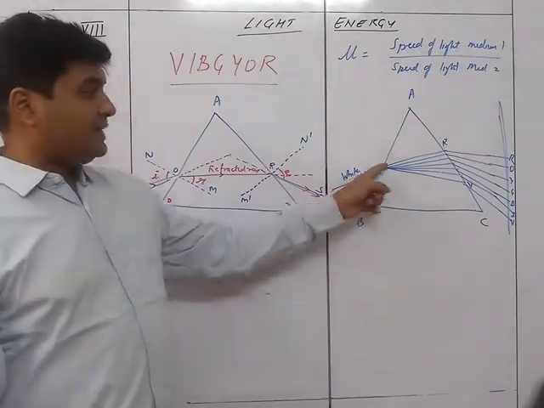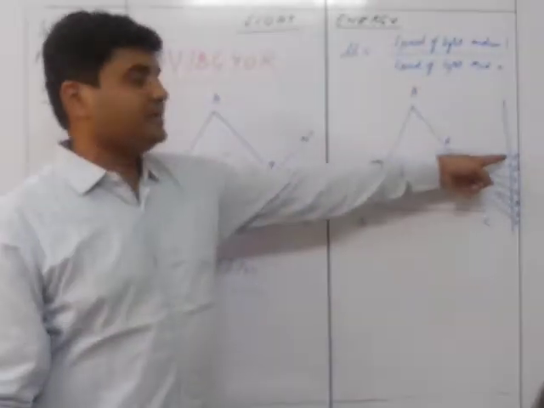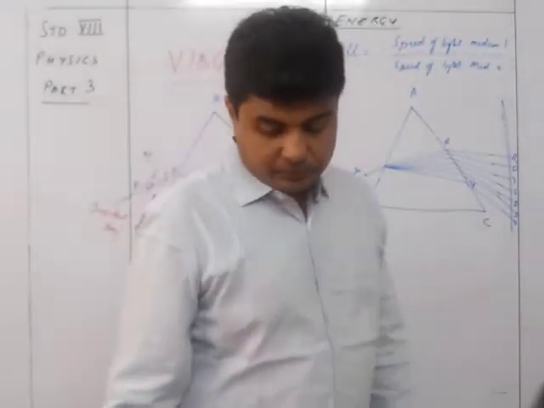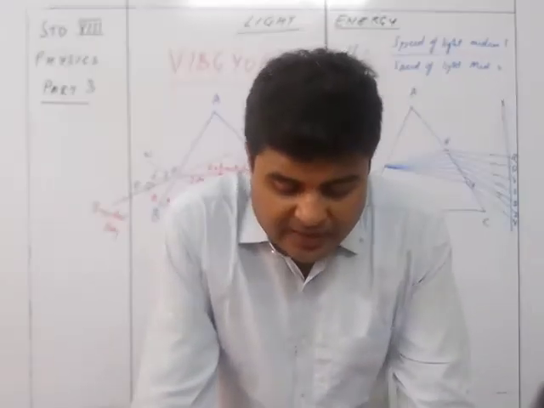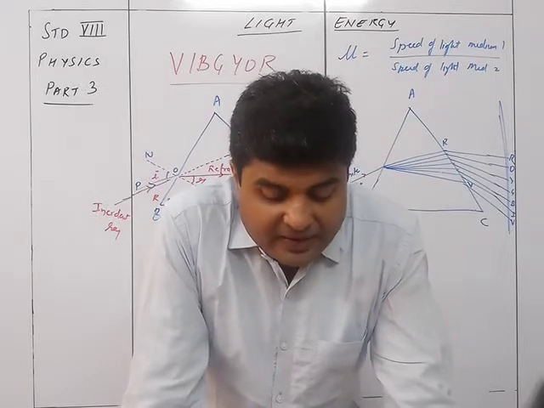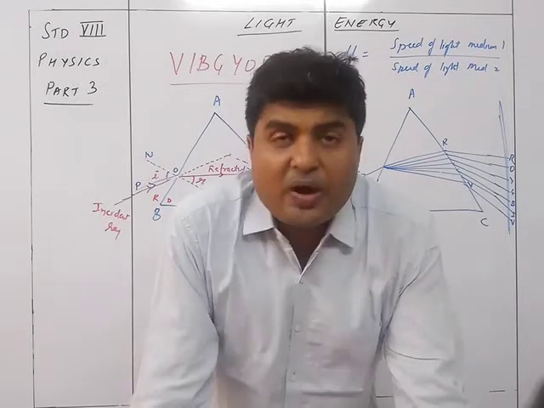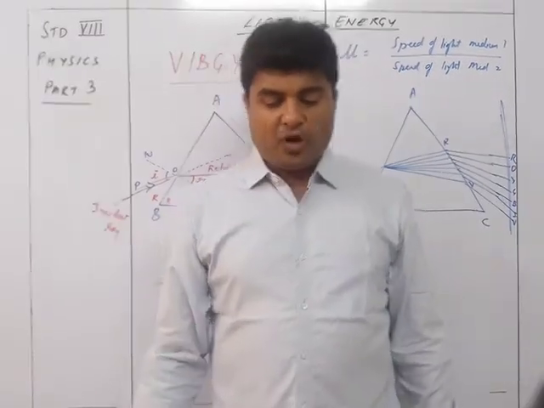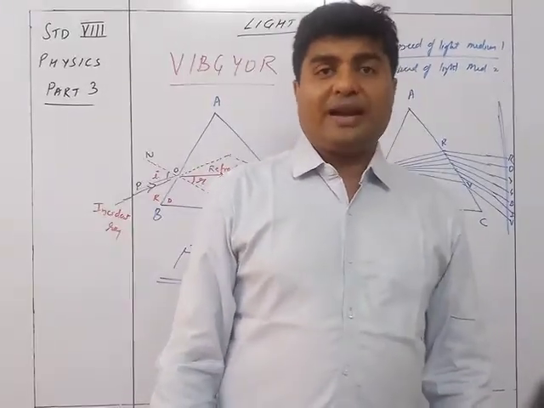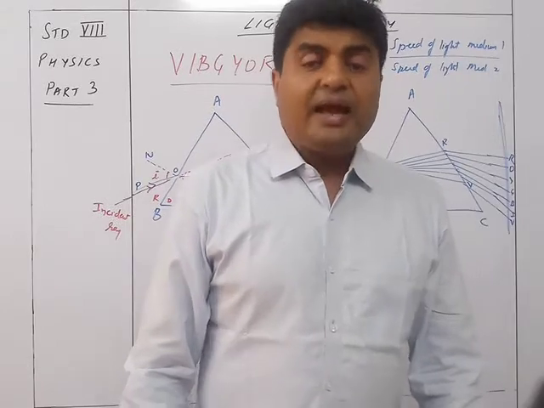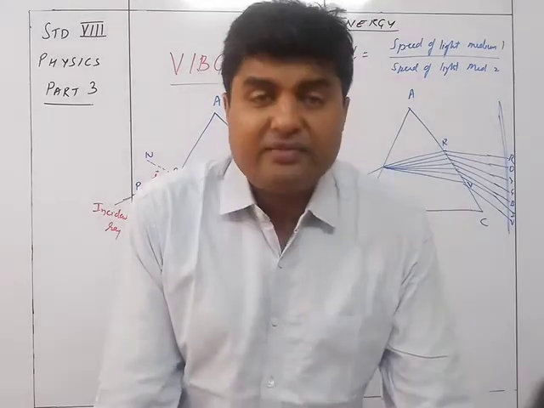So violet color यहाँ से पूरा का पूरा bend होके इधर जाता है, red color सिर्फ इतना ही bend हुआ. So since the refractive index is the speed of light in air upon speed of light in medium, the refractive index of the medium is maximum for violet light and minimum for red light. So the refractive index is minimum for red light and hence it deviates the least, and it is maximum for the violet light and it deviates the most.